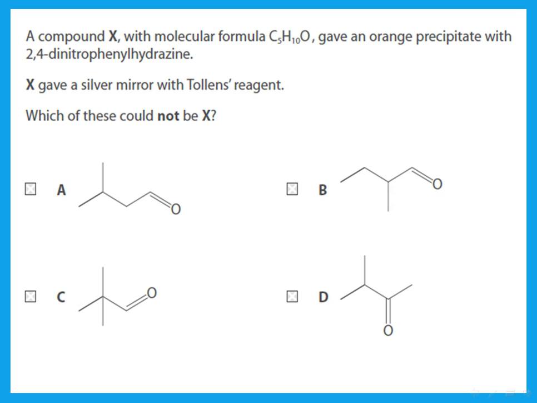Again, a compound X with molecular formula this gave an orange precipitate with 2,4-dinitrophenyl hydrazine. What does that tell you? If it gives an orange precipitate with 2,4-dinitrophenyl hydrazine, that means it is either an aldehyde or a ketone. Then it also gave a silver mirror with Tollens. That means it's an aldehyde. So which of these could not be X? So the question is, which of these is not an aldehyde? So that would be D. The others are all aldehydes.